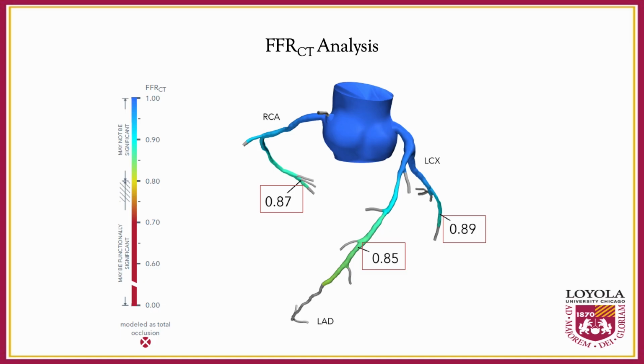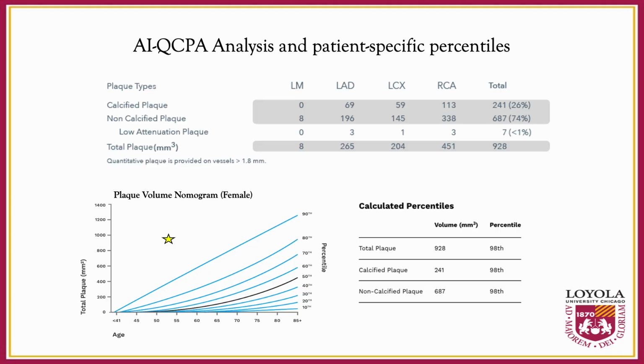an AI quantitative coronary plaque analysis. This is the patient's AI quantitative coronary plaque analysis with her patient-specific percentiles. And you can see that her total plaque volume was extensive at 928 millimeters cubed, 74% of which was non-calcified in nature. You can also appreciate that she was found to have atherosclerosis of all of the major epicardial vessels, with 8 millimeters cubed in the left main, 265 millimeters cubed in the LAD, 204 millimeters cubed in the circumflex, and 451 millimeters cubed in the RCA.